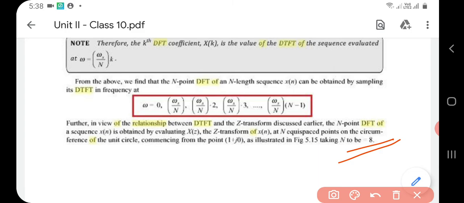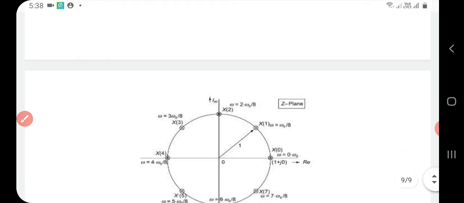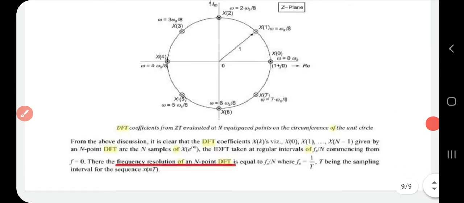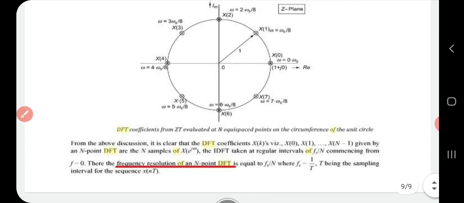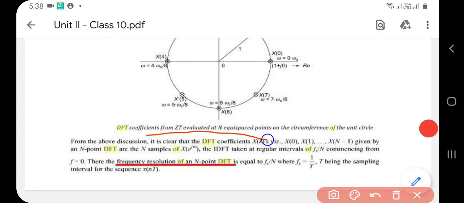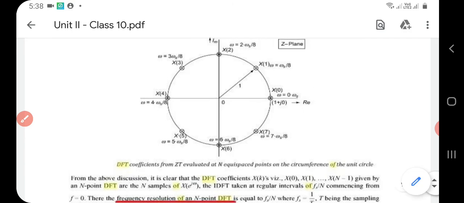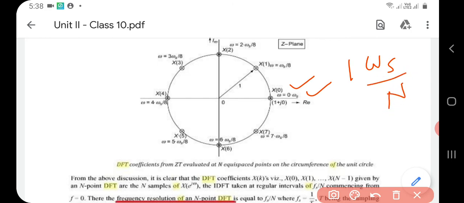Now here we are considering a sequence of length 8. How it is sampled over a unit circle is demonstrated using a circle here. The DFT coefficients from the z transform are evaluated at N equispaced points on the circumference of a unit circle. Let us see how it is sampled. Here this is omega equal to 0, so you get the DFT as X of 0. Then you sample it at 1 into omega s by N. Here N is taken as 8, so it will be omega s by 8, and you get the DFT X of 1.